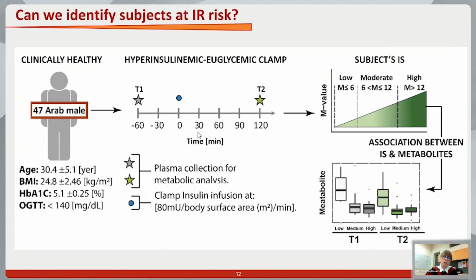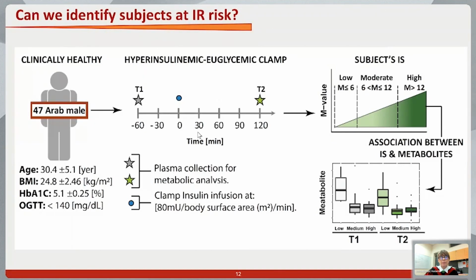But to answer our question, which I was mentioning before, we proceeded further with them, and we submitted them to this exercise with the hyperinsulinemic euglycemic clamp. For those individuals, the blood samples were collected after overnight fasting. Then the clamp was started, and after 2 hours of the clamp, the second sample was collected. So we had 2 time points here.